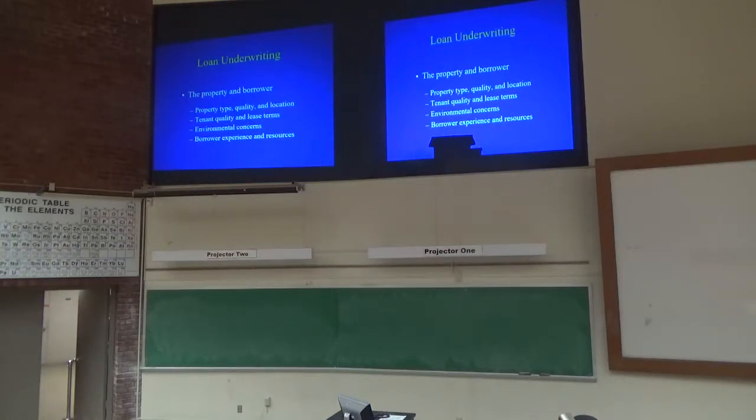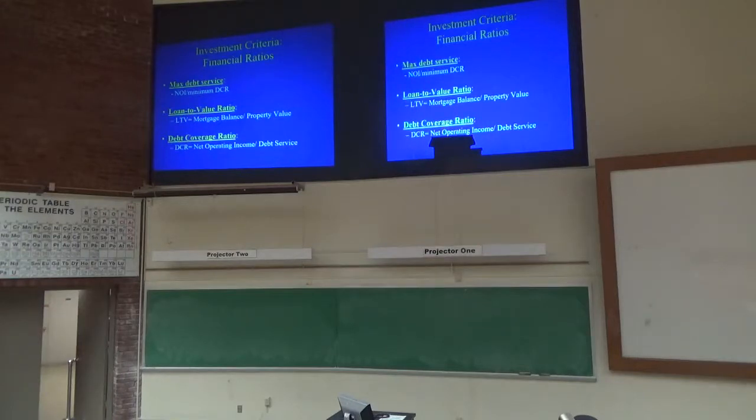So when you're underwriting the property and the borrower, you're looking at property type, quality, location, tenant quality, the lease terms, environmental, and then the borrower's experience and their resources, whatever else they have. What's an underwriter? The underwriter is the person who's underwriting the property and the borrower, and they determine, should I fund the loan or should I not fund the loan? They're the person who decides if the bank's gonna lend or not gonna lend.